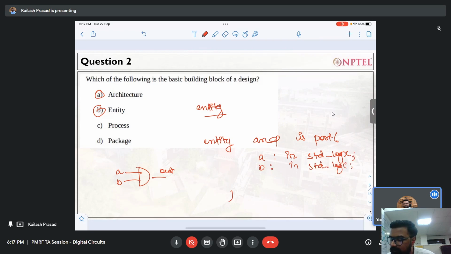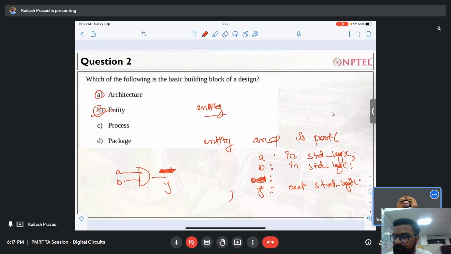Then I will write out, not out, I will change the name. I will write, suppose, y. So instead of out, I will write y, and it has to be defined as output, then standard logic. Okay, so the basic building block of your design is what we call an entity.